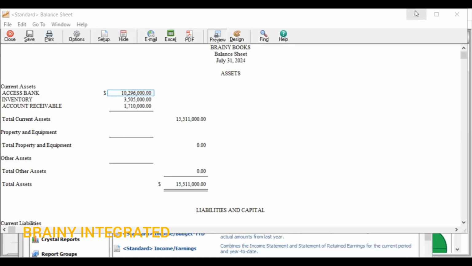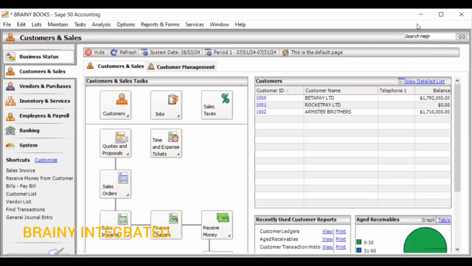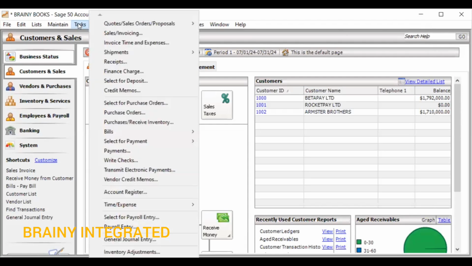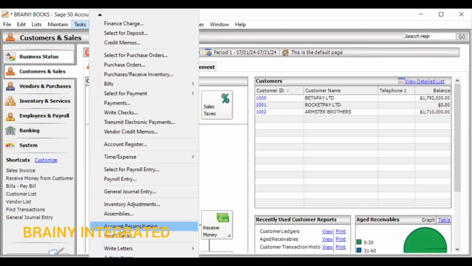So now that we have adjusted our cash book, the next thing we want to do is to go and reconcile. To reconcile, you would go to task. Now, when you go to task, you will go to account reconciliation. It is down. Can you see I'm scrolling down? Can you see account reconciliation here? So when you get to account reconciliation, you click it.